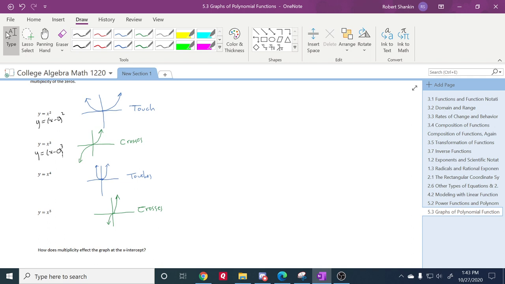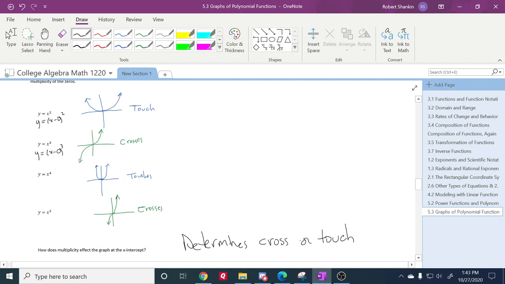Okay, group 2. How does the multiplicity affect the graph at the x-intercept? It will determine whether the line will touch the axis or cross it. So it'll determine the shape of the graph in a way. Very good. It determines whether we cross or touch for the x-intercept.